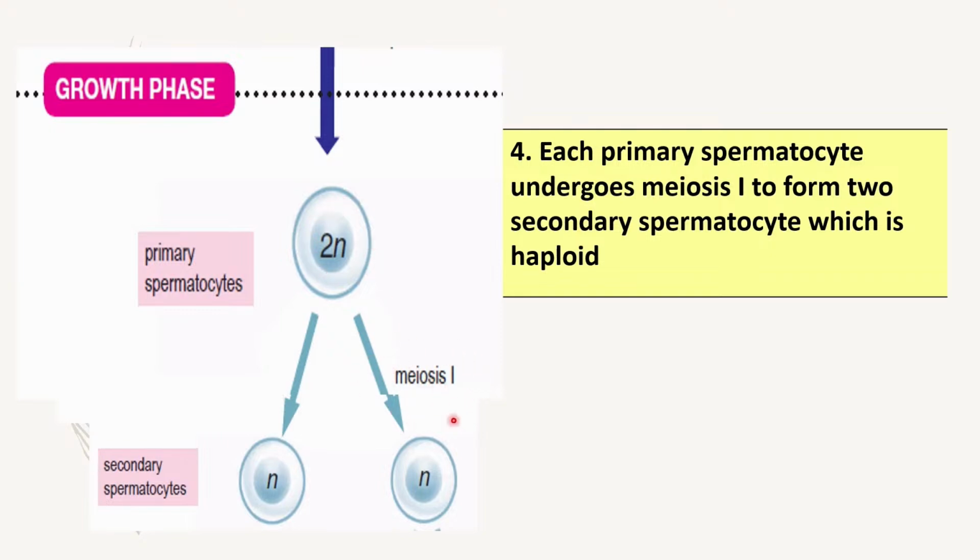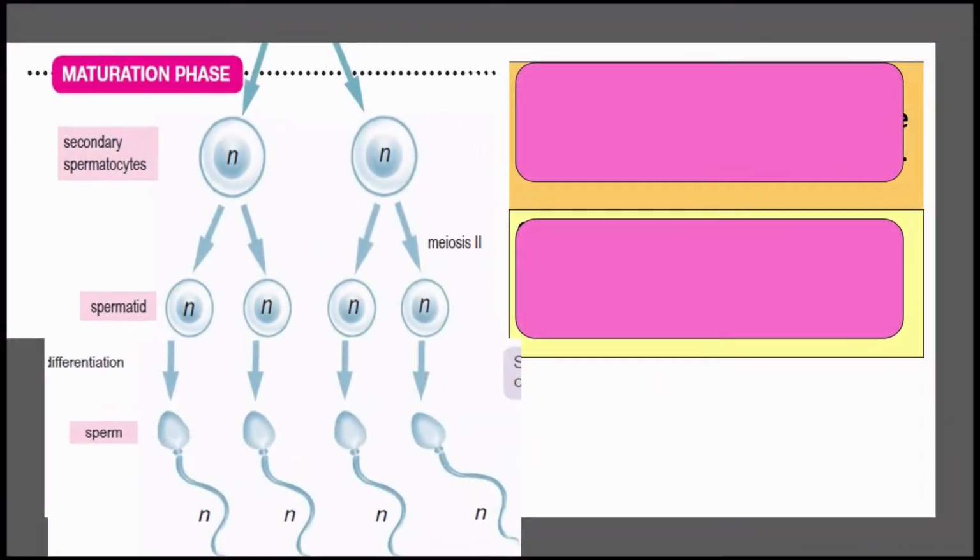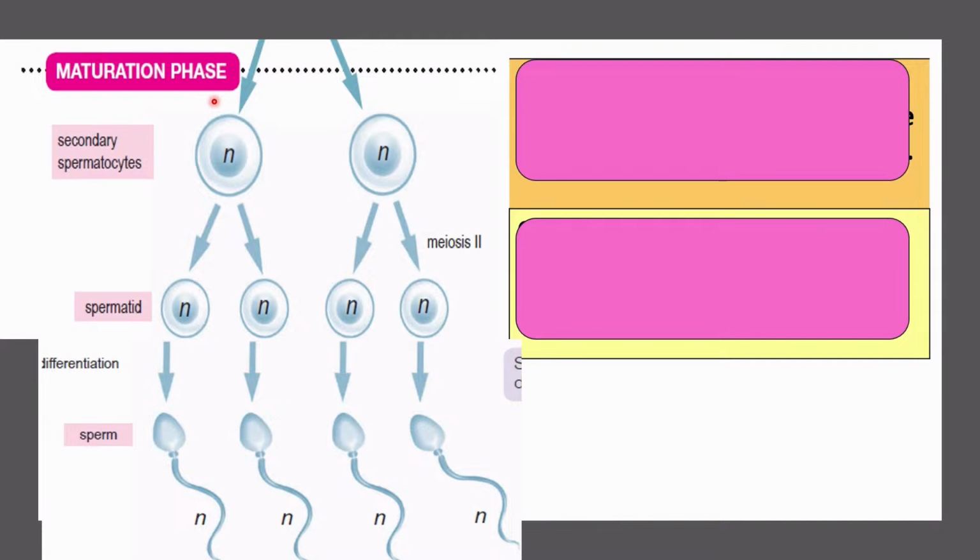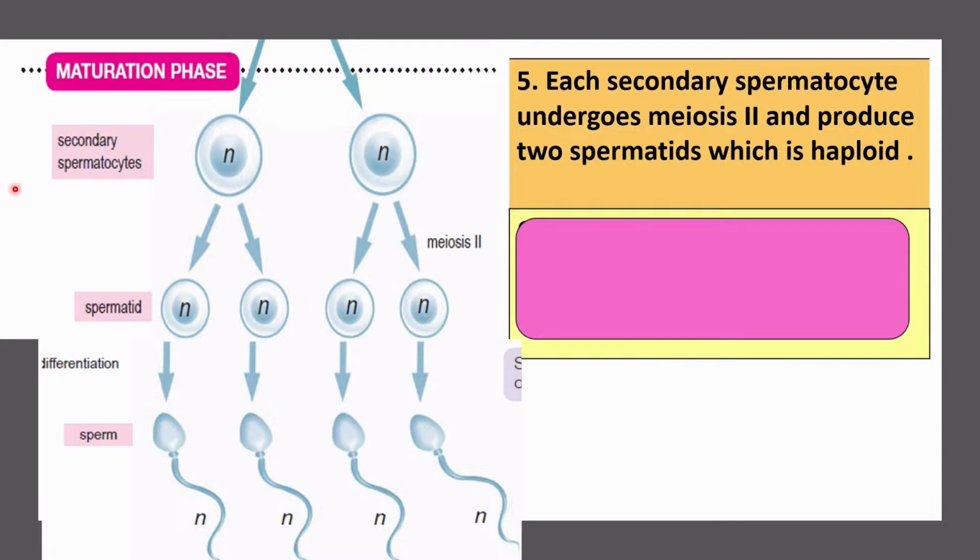To form 2 secondary spermatocytes, which are haploid. All right. Next, this is the maturation phase. So during the maturation phase, each secondary spermatocyte will undergo meiosis 2, and you will produce 2 spermatids, which are haploid. So from 1 spermatogonium, now we already have 4 spermatids over here, which are haploid.